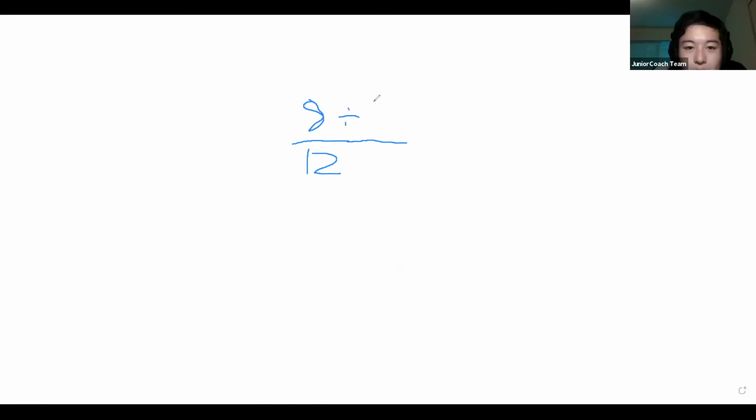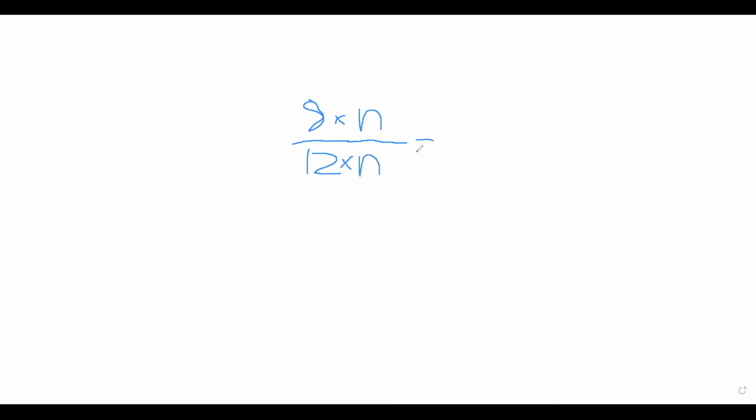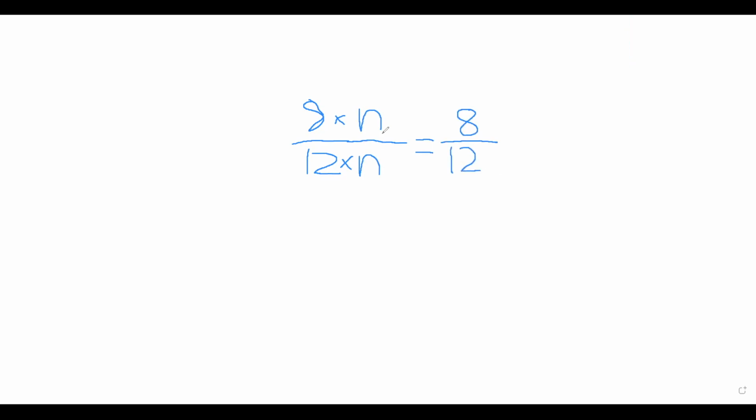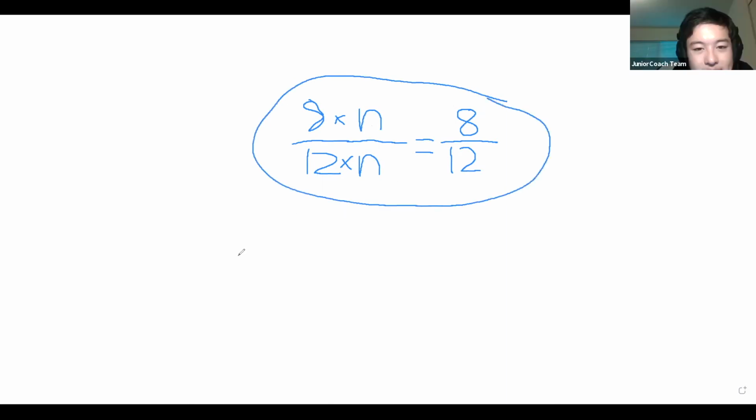So do we agree that 8 twelfths, you can multiply the top and bottom by the same thing? We're gonna call the number n. It will all be over 12, right? N can be anything. Do we agree? Yes. So if you multiply the top and bottom by the same thing, no matter what you do, it will be equal to the original fraction.